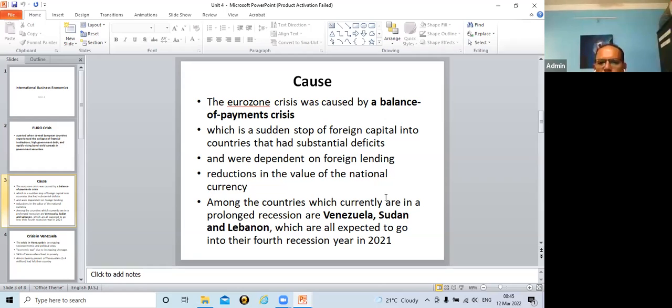So that was the cause. Among the countries which are currently in a prolonged recession are Venezuela, Sudan, and Lebanon, which are all expected to go into their fourth recession in 2021. Yesterday only I shared these facts with you, so I'm just revising this concept.